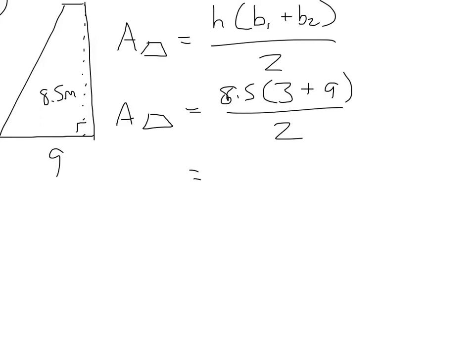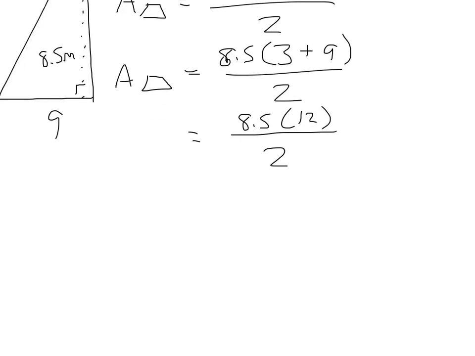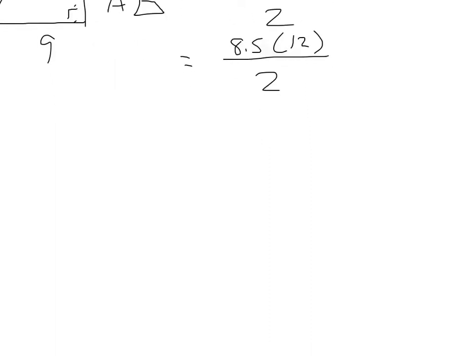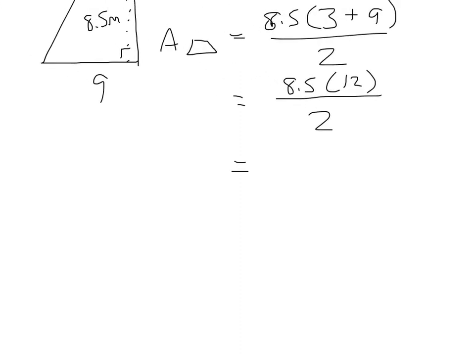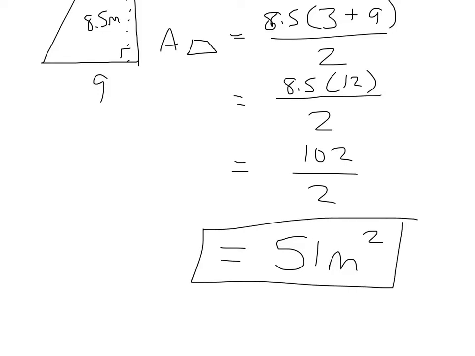And so, order of operations says I need to deal with what's on top first. And on top, there are some parentheses. So I really need to take 8.5 times 12 and divide that all by 2. If I take 8.5 times 12, you're going to get 102. And you're going to divide that all by 2. And 102 divided by 2 is, of course, 51. But what are we talking about here? We're talking about meters, and we're talking about area, so it's meters squared.